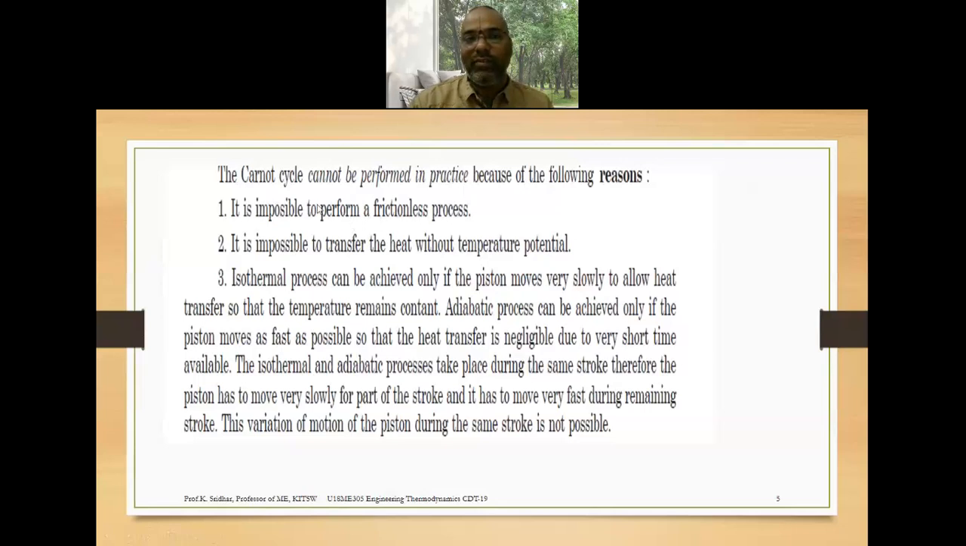The first one is, since the cycle contains all four reversible processes, the frictionless processes are not at all possible in actual practice. So it is very difficult to obtain in actual practice. Another important point is that we have an isothermal process and an adiabatic process in the Carnot cycle. Under what conditions is the isothermal process carried out? To obtain the isothermal process, the piston has to be moved very slowly.